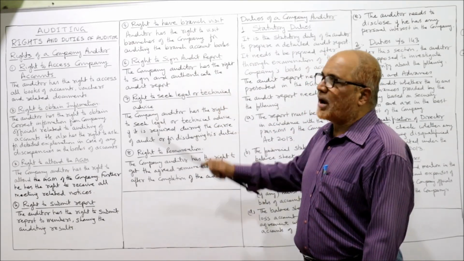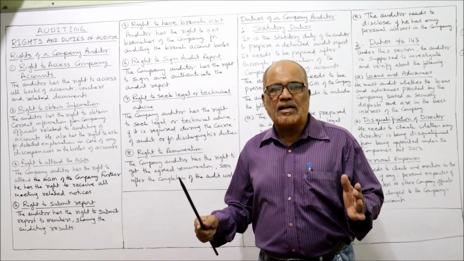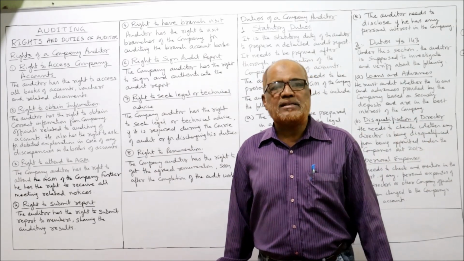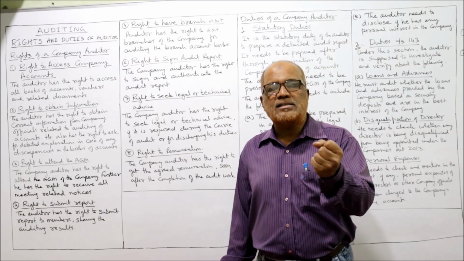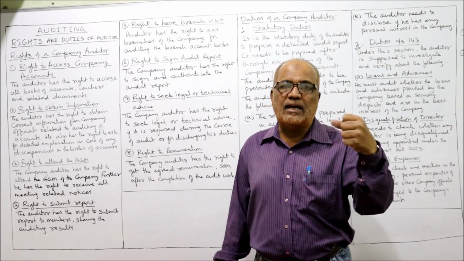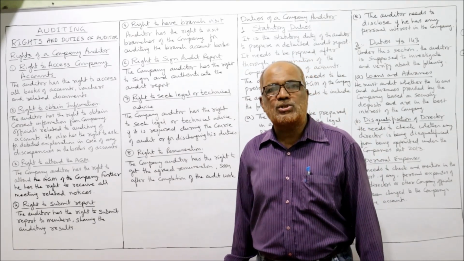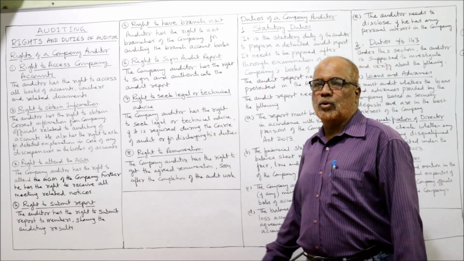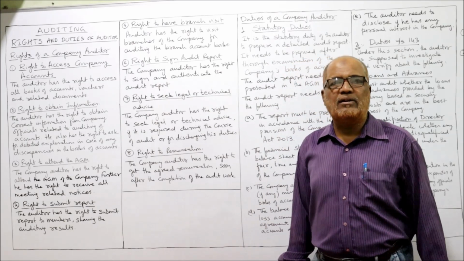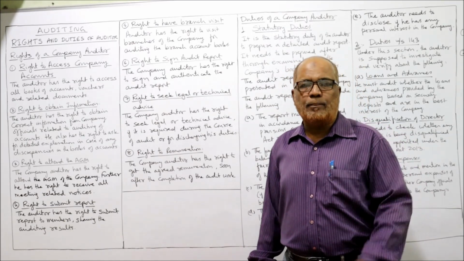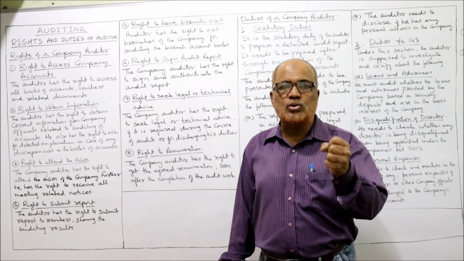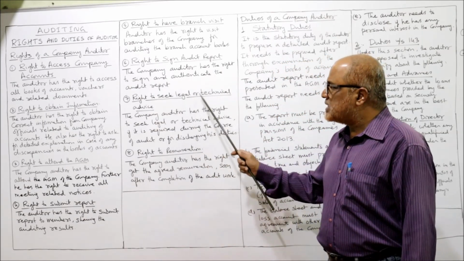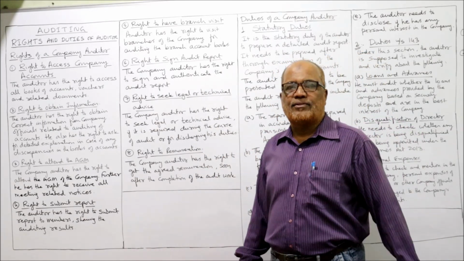Then, right to have branch visit. Sometimes a company may have different branches located at different places. The company auditor has the right to visit and inspect the accounts of the branches. Right to sign audit report. After completing the auditing work, he will make an audit report and he has the right to sign and stamp the audit report.